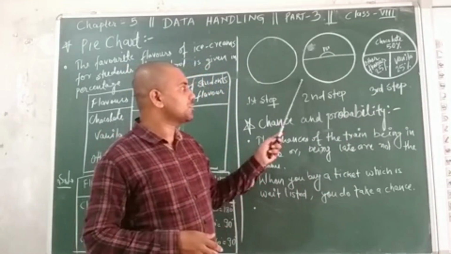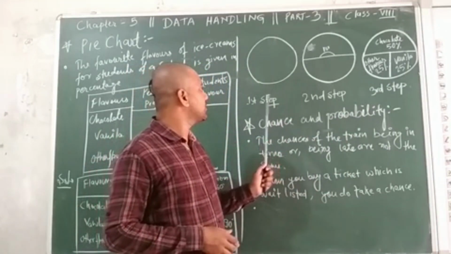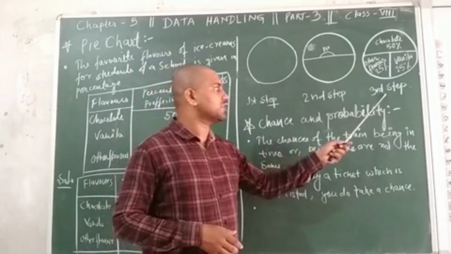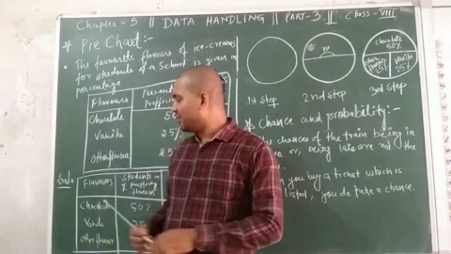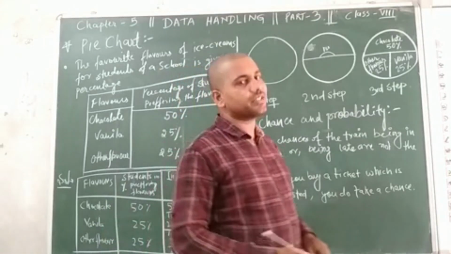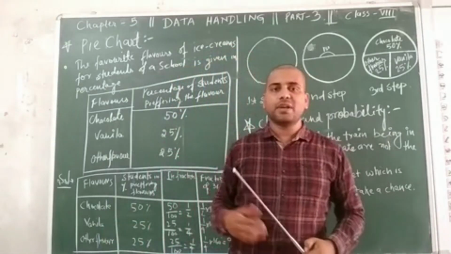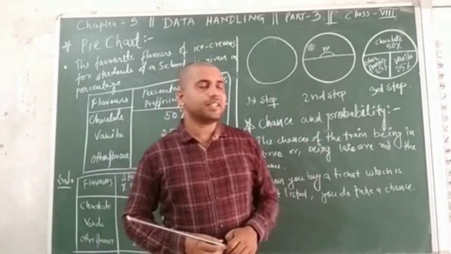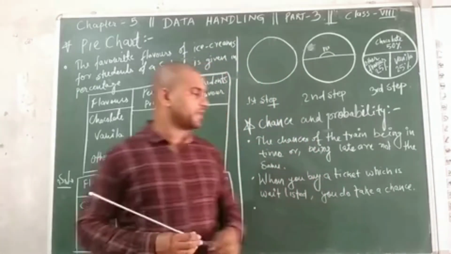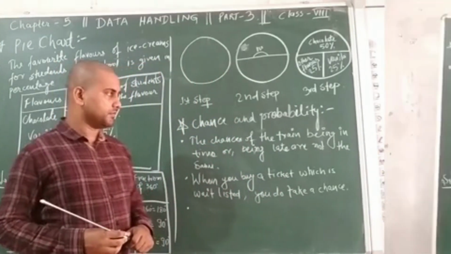So by this, dear students, in step 1, step 2, step 3, in 3 steps we have constructed. As we have 3 data, in 3 steps we have constructed. If we have 4 data, then it will take 4 steps. If we have 5 data, then it will be constructed in 5 steps.